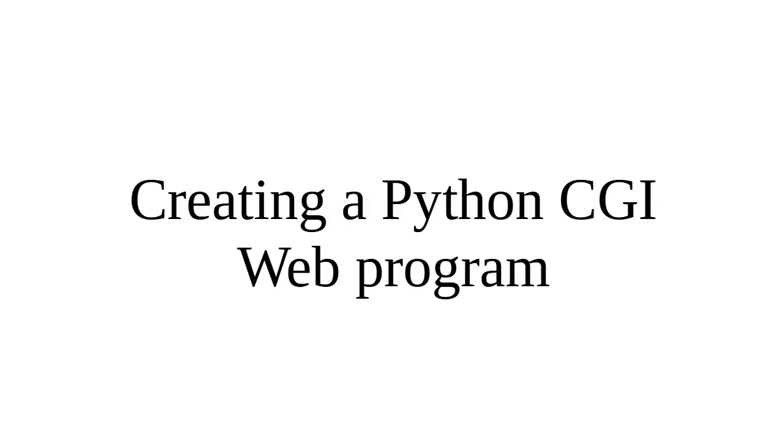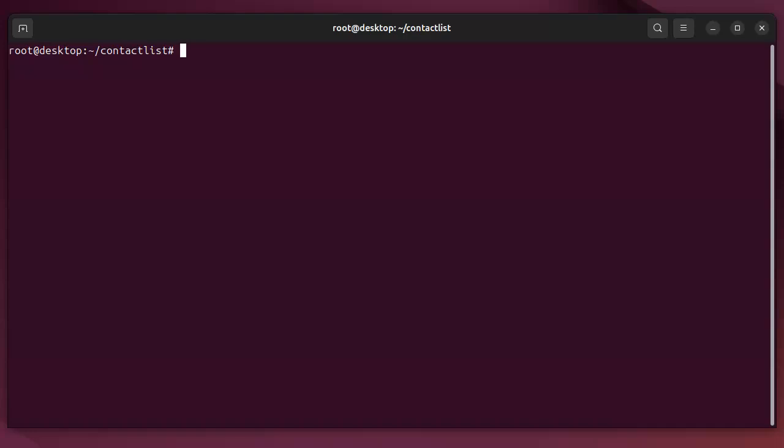Let's look at how to create a Python CGI web program. CGI is the Common Gateway Interface. It's a way to allow a program to generate the HTML code that the browser then sees when the server sends it out. So the server runs this program and sends it out, and the browser is then able to look at it. You're using a server that's running a program to generate your page.